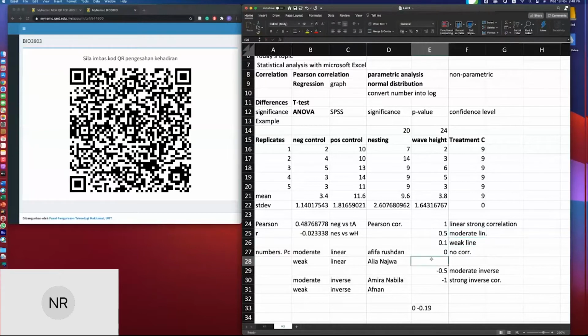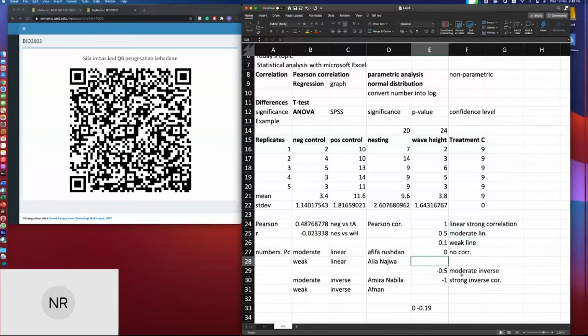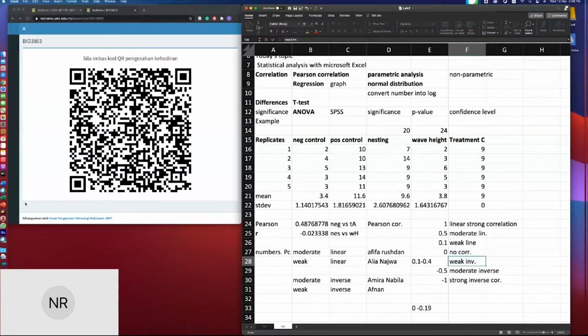For Afnan, anything as I mentioned, like between the range 0.1 close to 0.4 ataupun 0.3, that is considered as a weak inverse. Okay, tak ada. Terima kasih yang mencuba. Now sekarang ni kita tengok. In this particular example, we have 0.487 blah blah blah negative 3. What do you guys think?